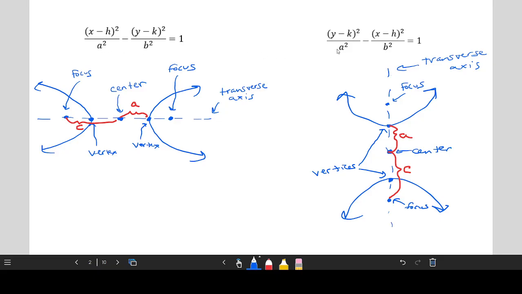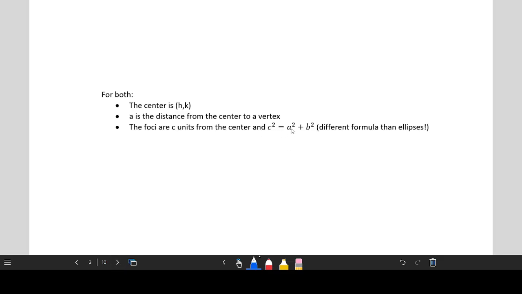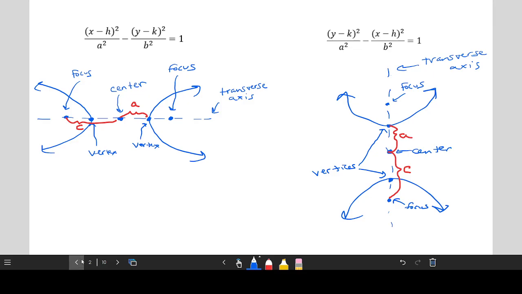In either case, a squared is under the first term because a will be a horizontal distance in the first case or a vertical distance in the second case. A is the distance from the center to a vertex. C is the distance from the center to a focus, and c squared is equal to a squared plus b squared. A and b are both found in the equation.